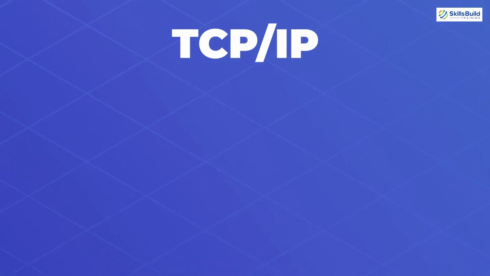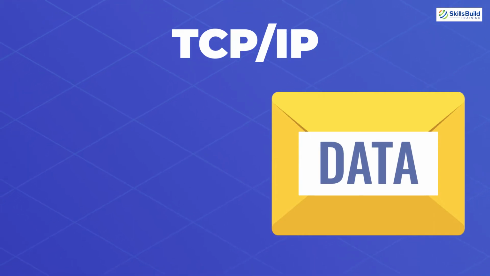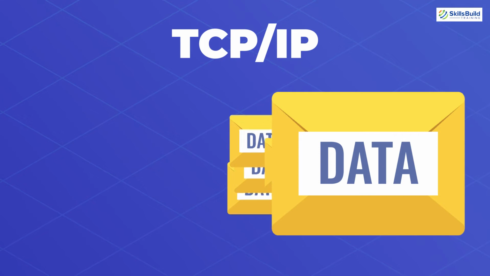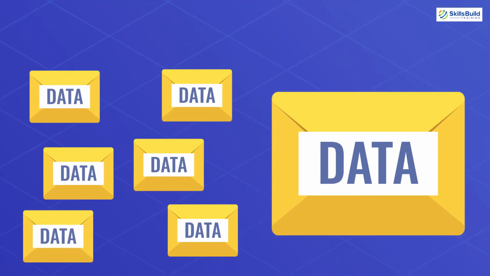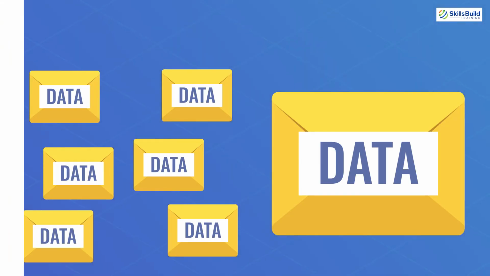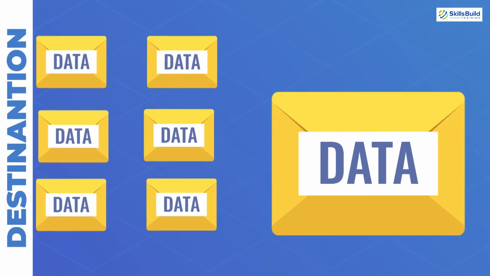As I talked about earlier when I was talking about the OSI layers, our messages get divided into segments, and then those segments get divided into packets. TCP/IP breaks the data or message into packets. Once all the packets reach the destination, they are all reassembled again.